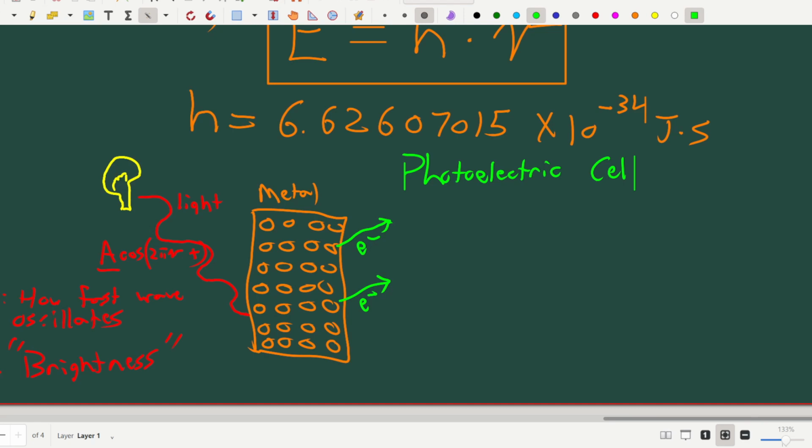Right? So what would we expect? Well, if we were to plot on a graph the frequency of the incoming light versus the voltage of the electrons. Do I have that right? Oh, sorry. So the number of electrons that come off, we'll call it N E sub, the number of electrons that come off the metal is a function of frequency.